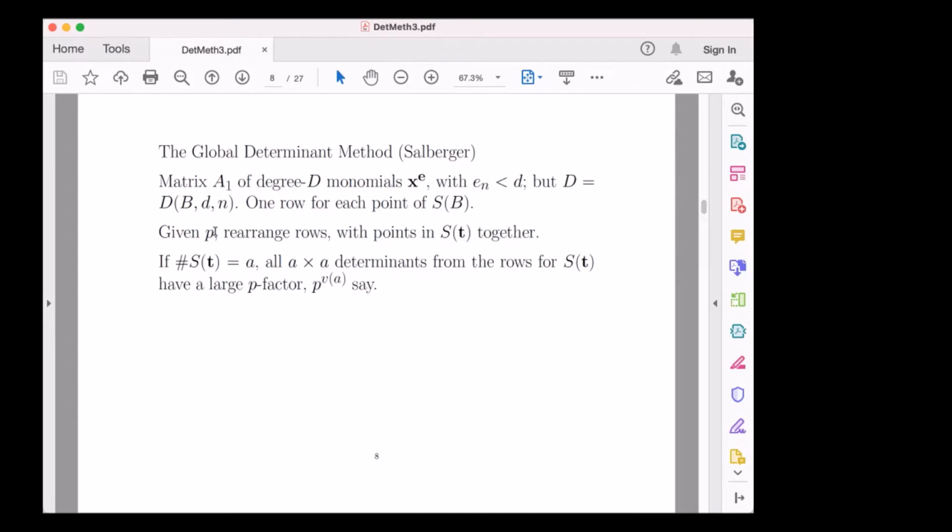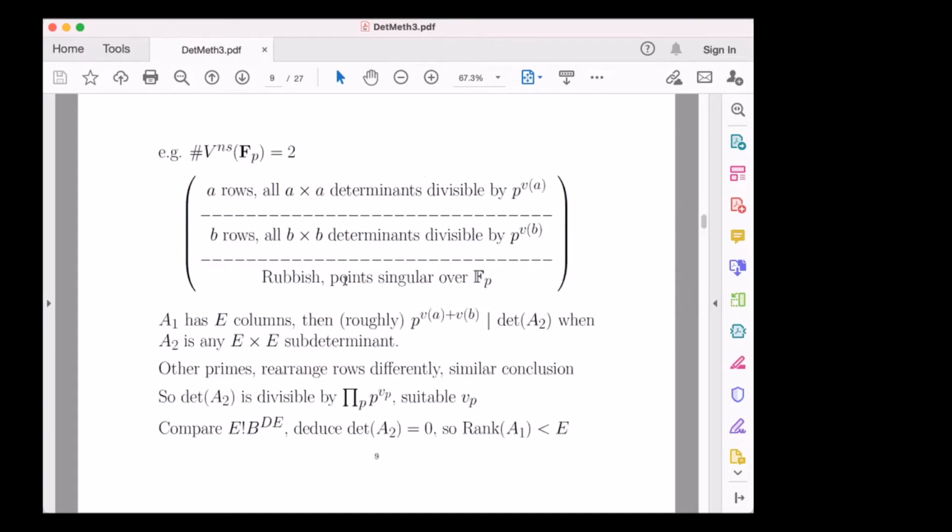So if you've got a particular P, let's try rearranging the rows to put points in the sets ST together. And then just as before, for points lying in a particular congruence class modulo P, all predictably equivalent to t, the A by A determinants, if you have this many points in ST, will produce a large prime power factor p to the VA. So let's see what this looks like pictorially.